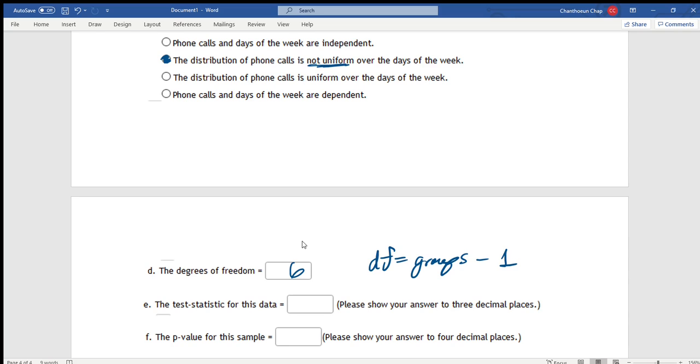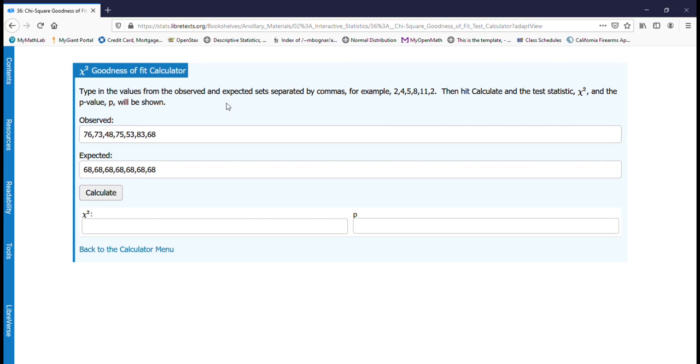For part E and F, we're looking for the test statistic and the p-value. So let's go on to our calculator for that question. We are on the goodness of fit calculator. I have entered the observed counts, and the expected counts should all be 68. Let's click calculate, and we have our chi-squared statistic is 14.529, and our p-value is 0.024. So let's jot down these numbers, chi-squared and our p-value.